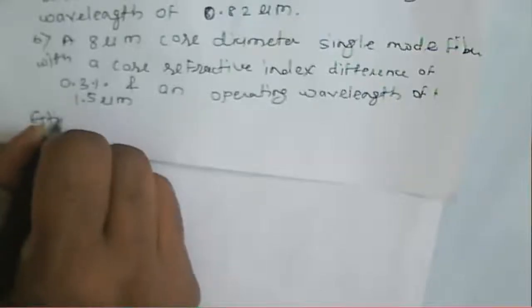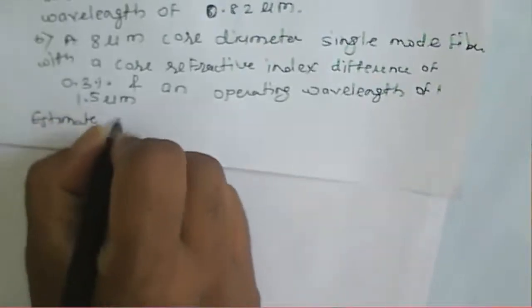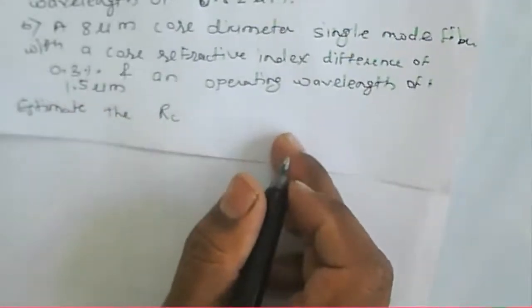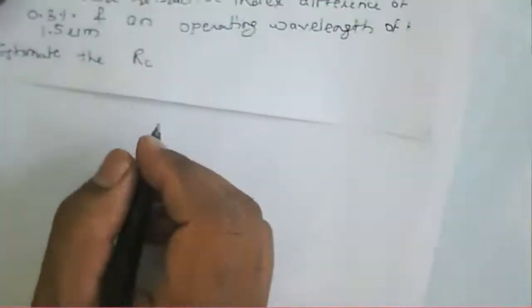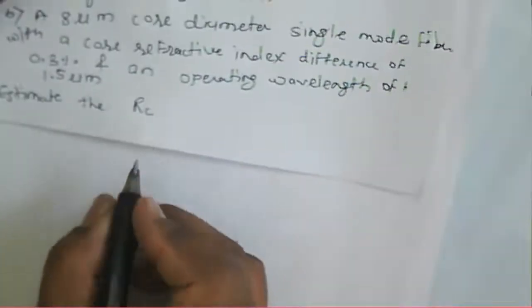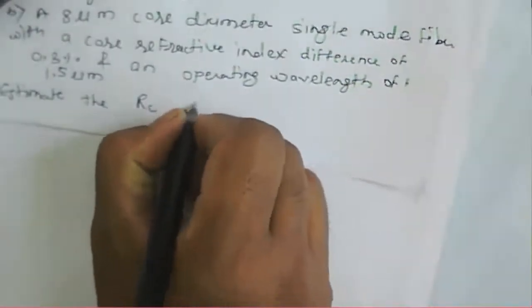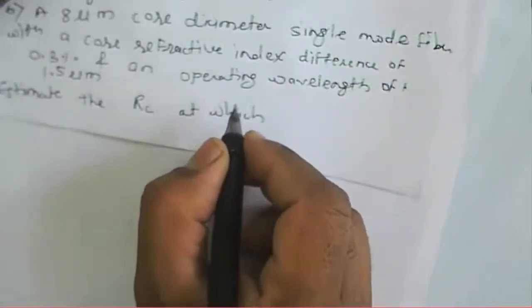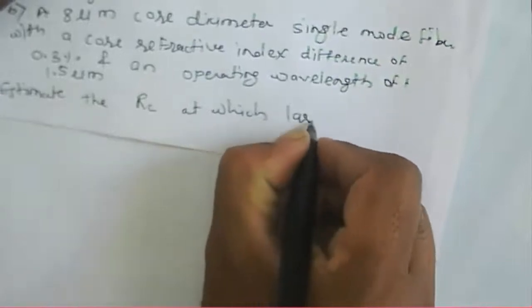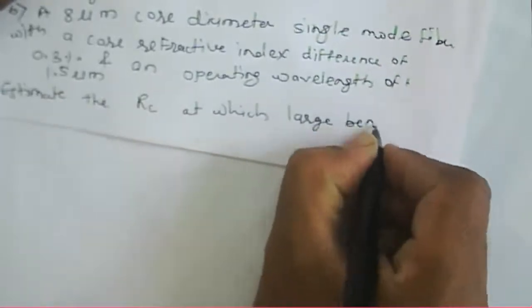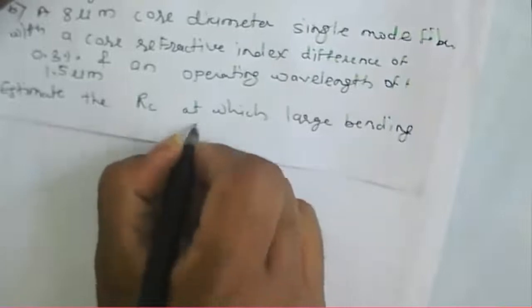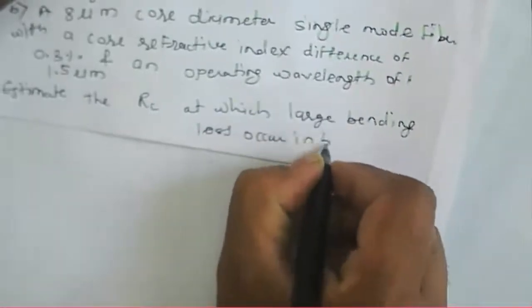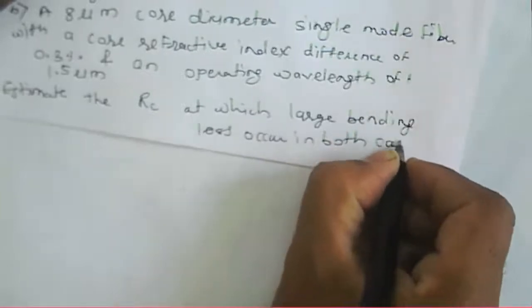Estimate for A and B the critical radius of curvature, that is RC, at which large bending loss occurs in both cases.